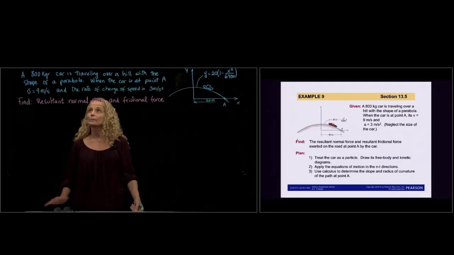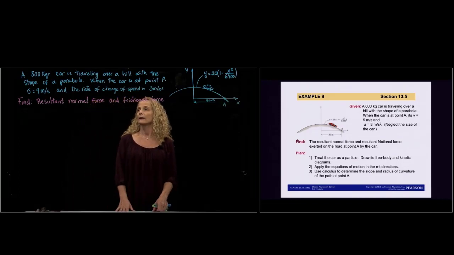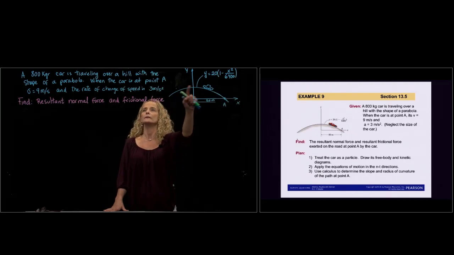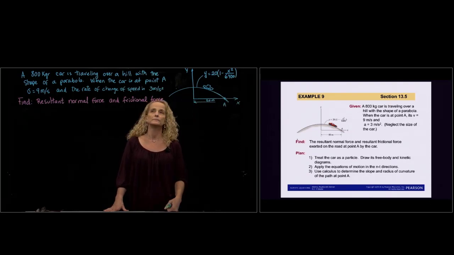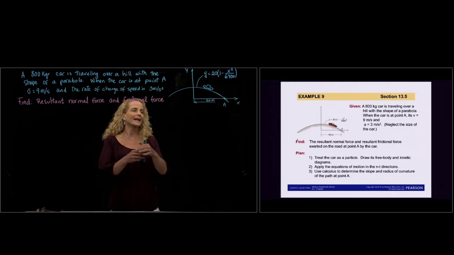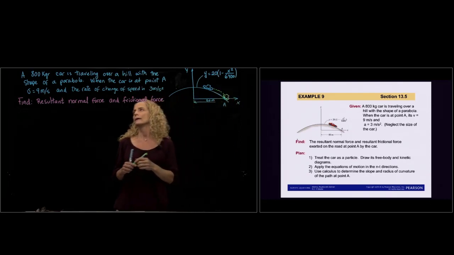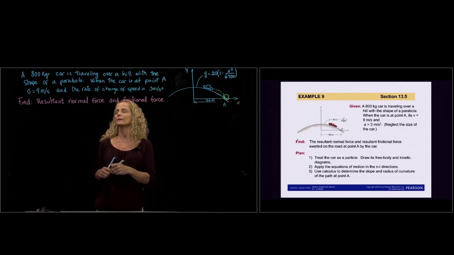Hi, this is example number 9 of chapter 13, section 13.5. We have a car with a mass of 800 kilograms traveling over a hill that has the shape of a parabola. When the car is at point A, so we have to imagine our car right here, it has traveled all along. It has a velocity of 9 meters per second and a rate of change of speed of 3 meters per second squared.